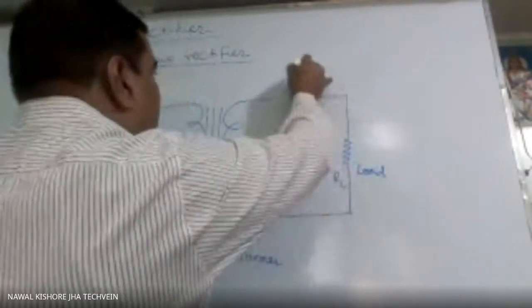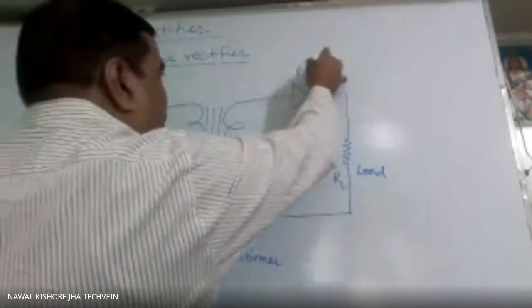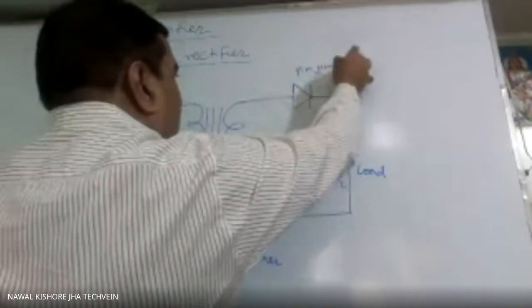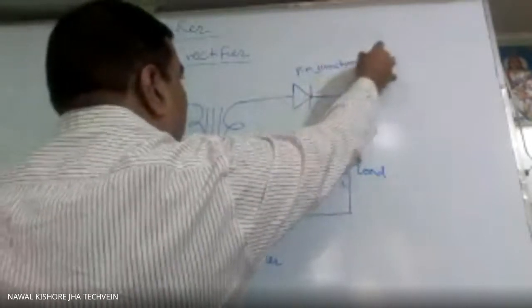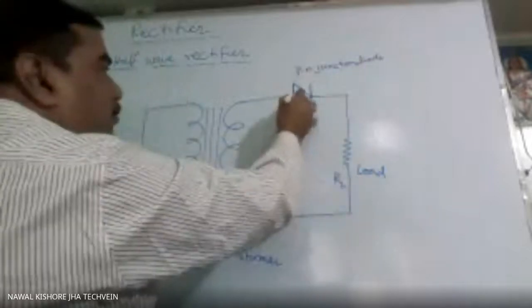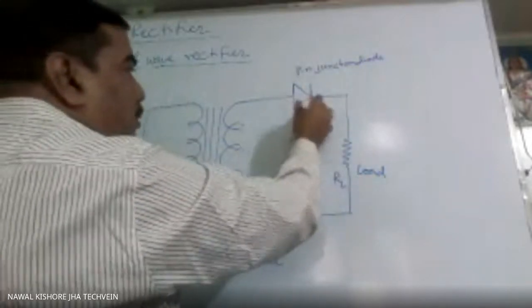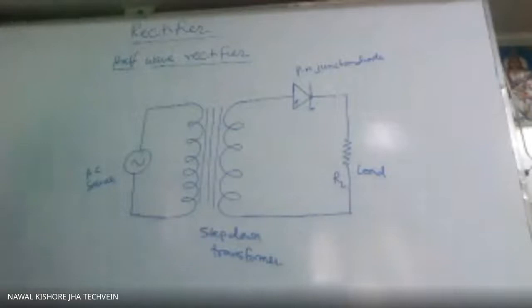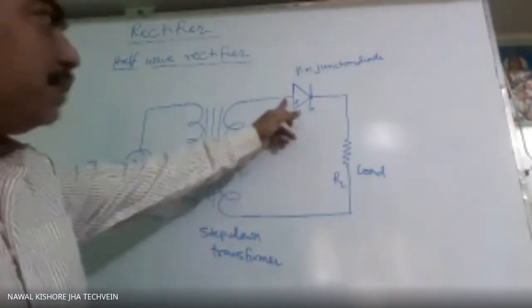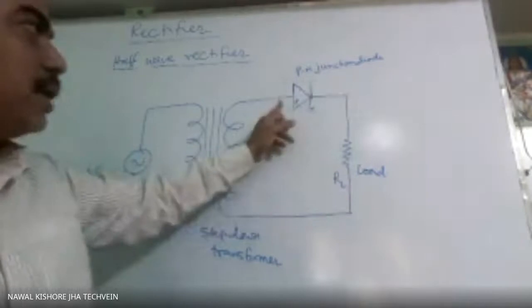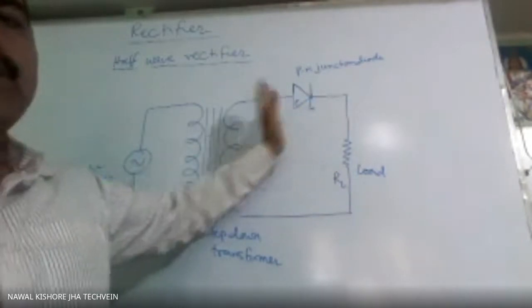This is the junction diode, the PN junction diode. This is P, this is N. You know this is P, this is N. The triangle represents the P type semiconductor, whereas the line represents the N type semiconductor. So if this side is positive, then it will conduct. When this side becomes negative, meaning lower voltage, then it will not conduct.